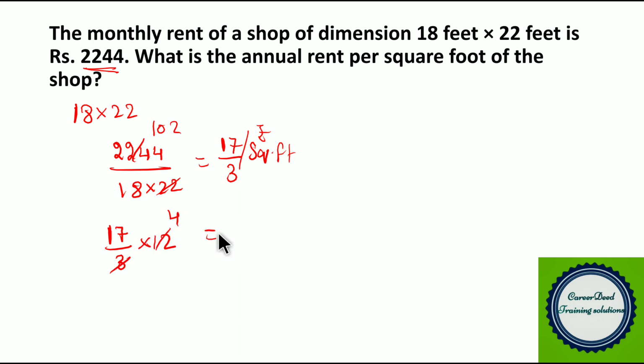So 17 into 4 you get 68. So 68 rupees is the annual amount he spent per square feet in this shop. Now question number 6.